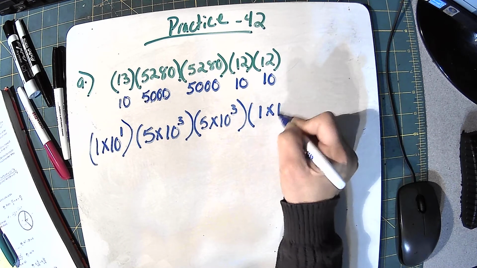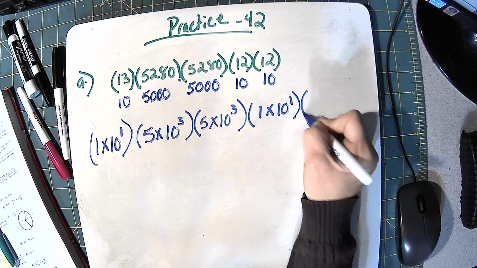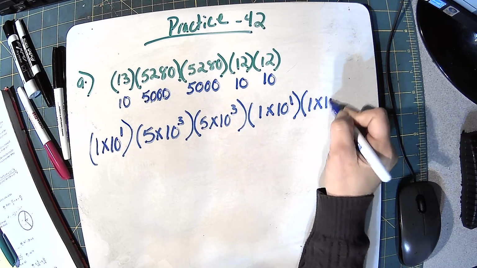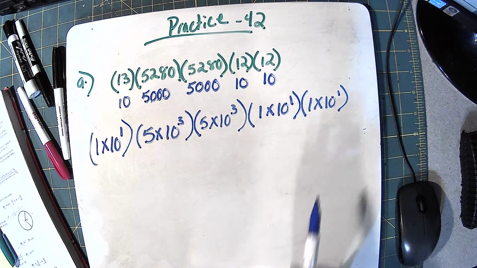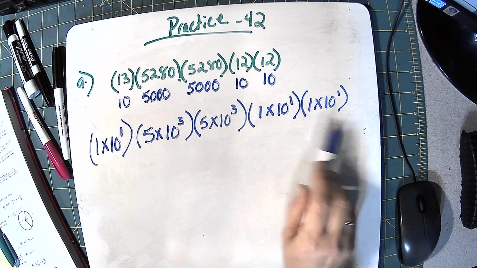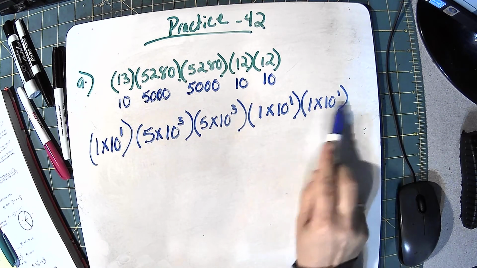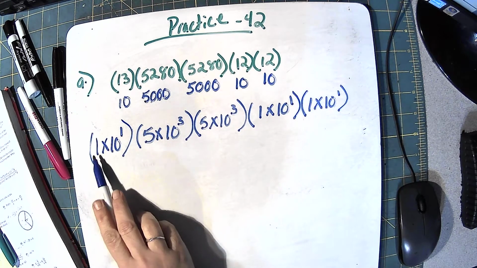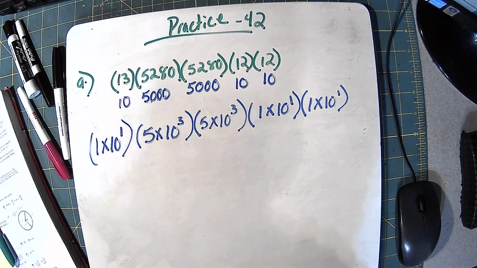1 times 10 to the 1. And 1 times 10 to the 1. Okay, so why is it important that we actually write the 1 times 10 to the 1? Because when we add these exponents, we got to make sure we're adding those 1s in there. All right, so I have to multiply.